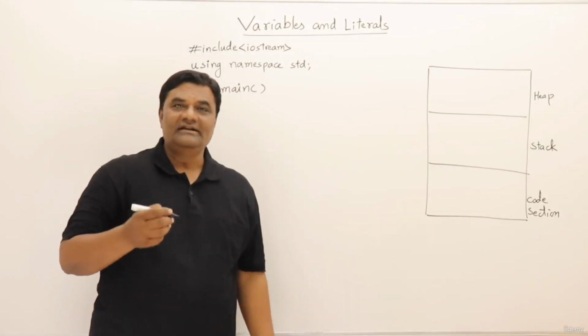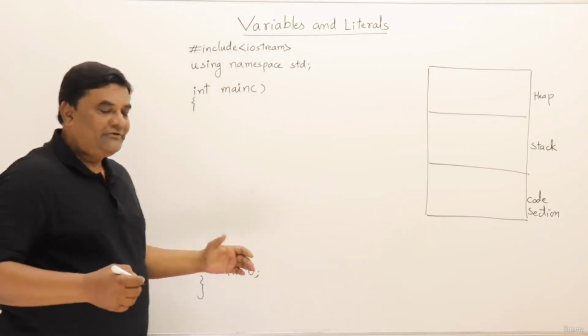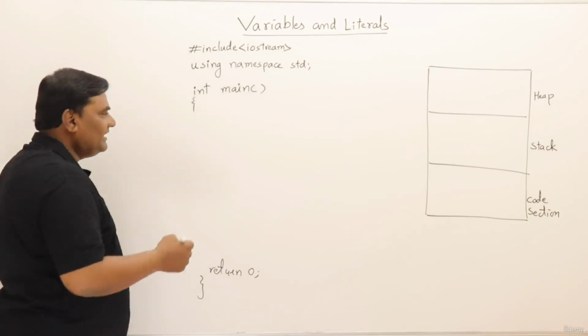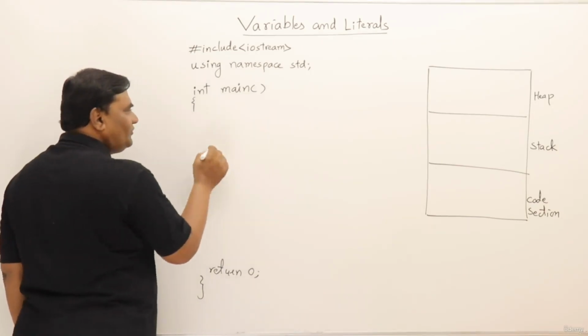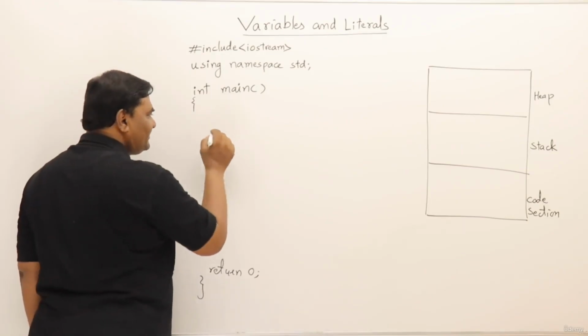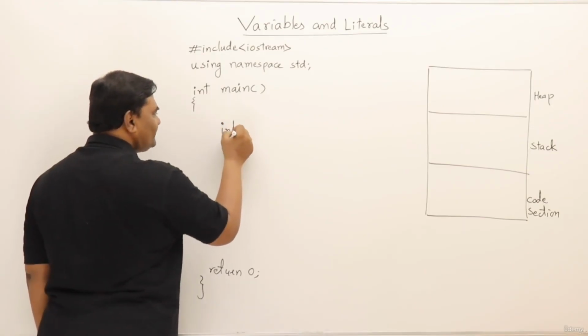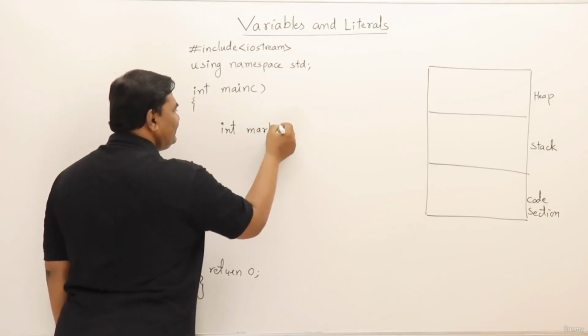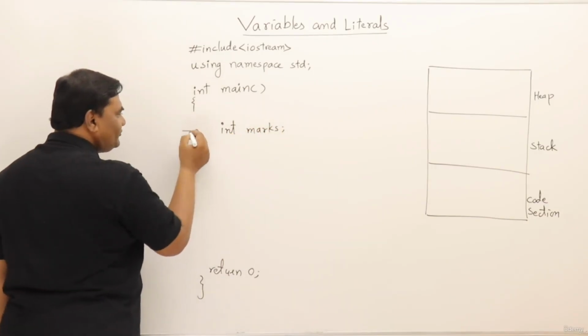Let us see how to declare and use a variable. For that, I have already kept the skeleton of a program. Now here I will declare a variable. Suppose I want to declare a variable for storing the marks of some subject. So let us say I want to store marks. So, int marks. This statement is called a declaration of a variable.